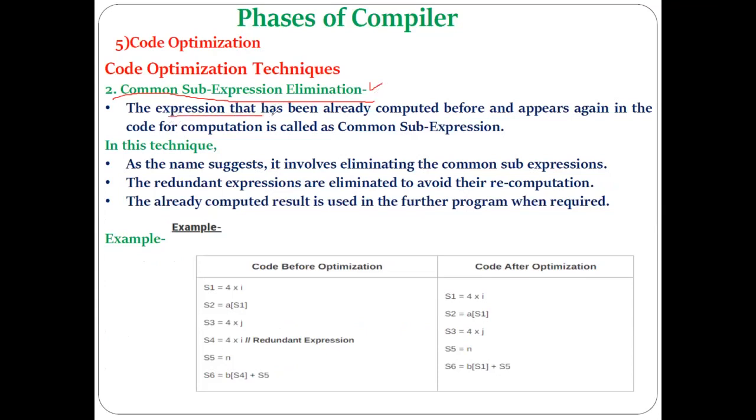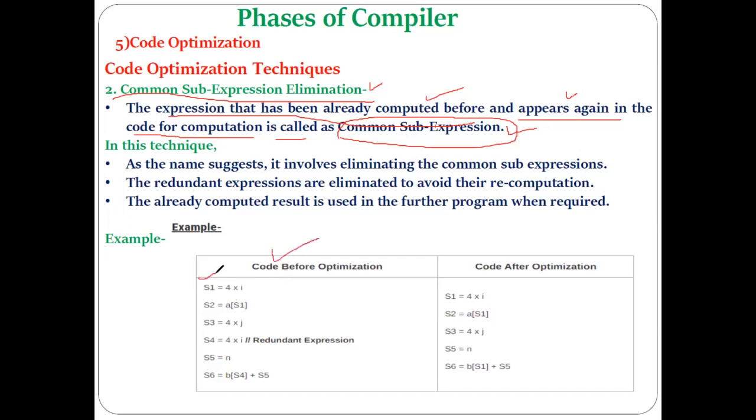The expression that has already been computed before and appears again in the code for computation is called a common subexpression. That is also considered redundant code, or a redundant expression. Let's see that in this example.